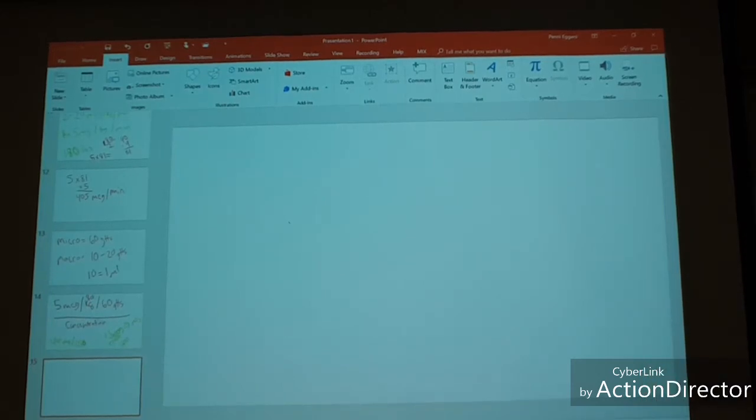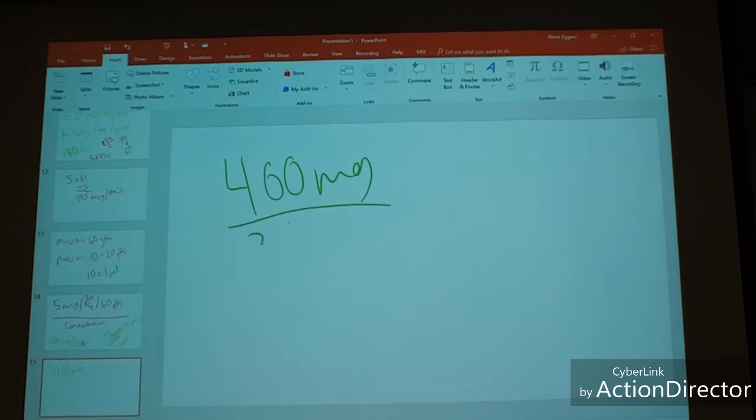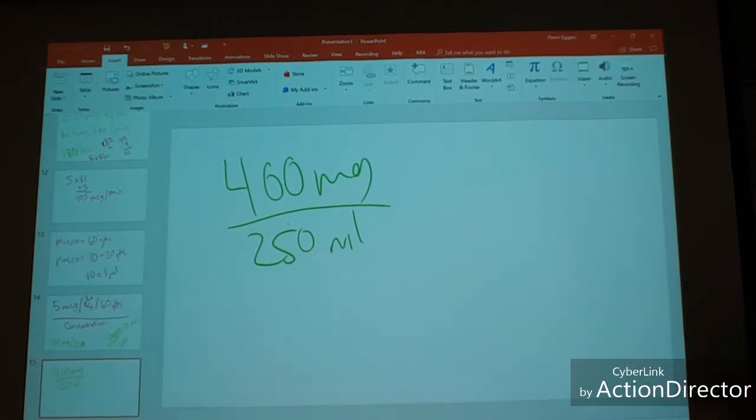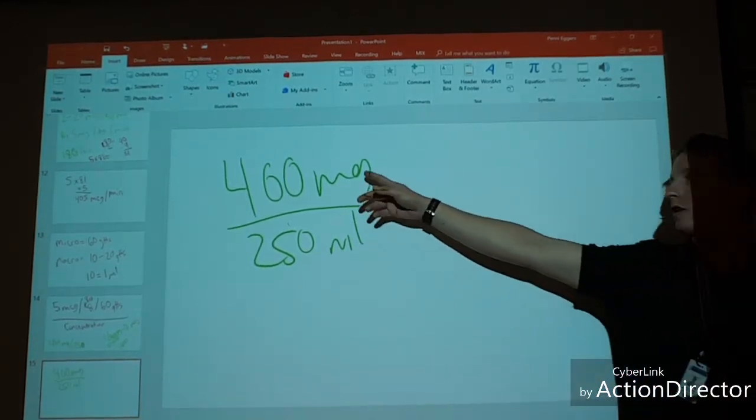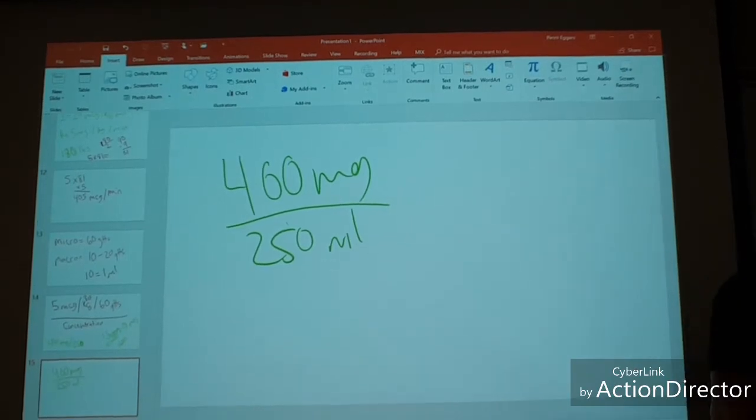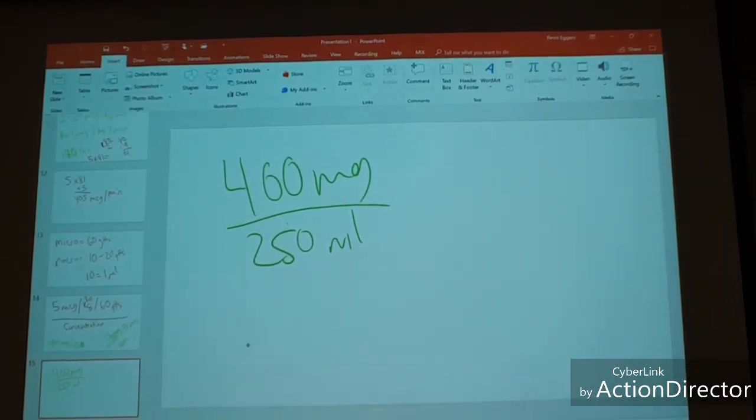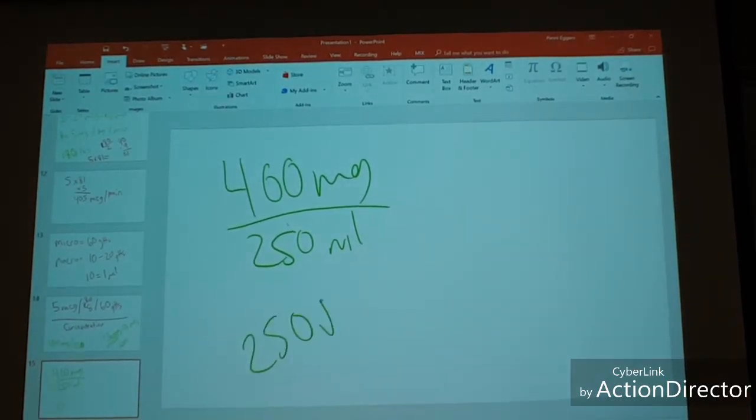How do we figure out that 400? How do we figure out the concentration of 400 milligrams in 250 mLs? How do we know what the concentration is here? It's pretty simple. Just divide. Okay. So it'd be 250 into 400.